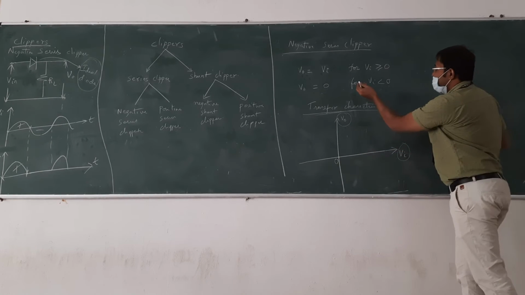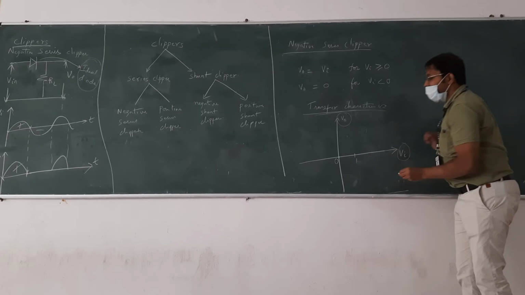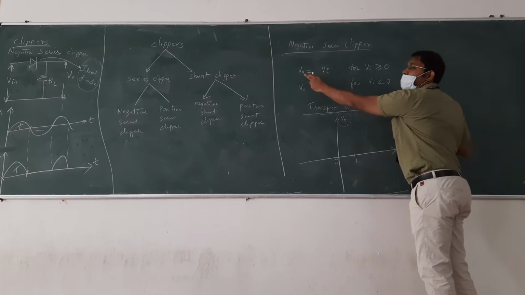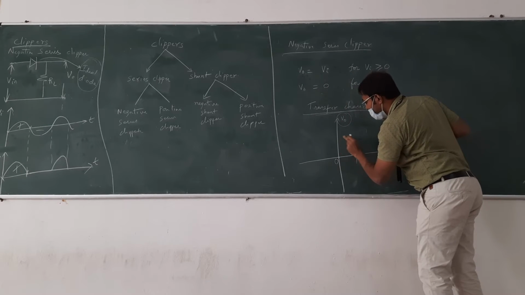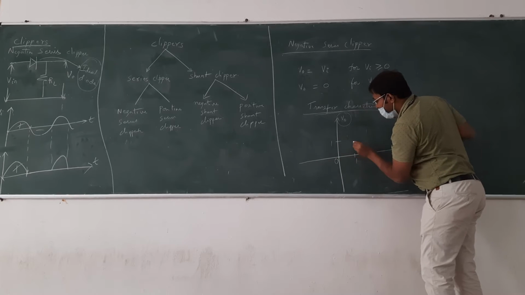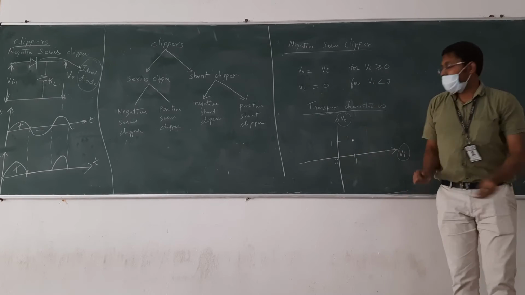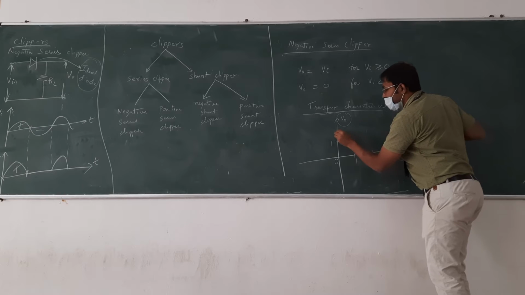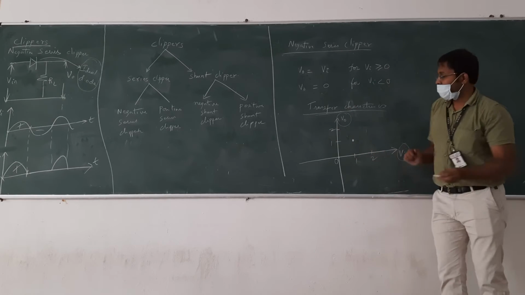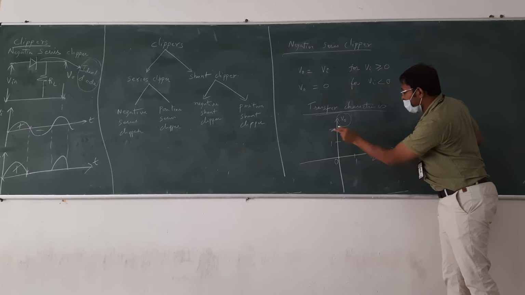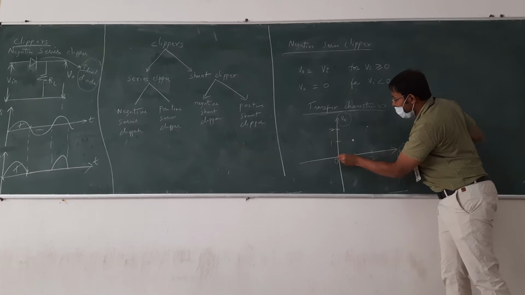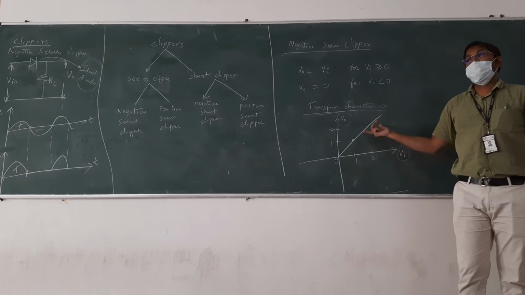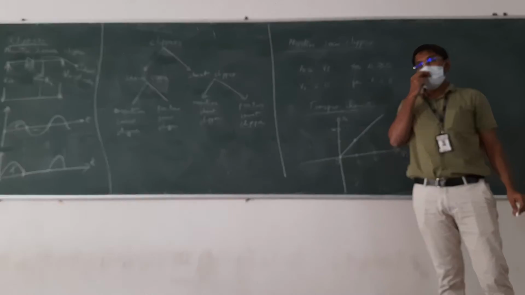When Vi is equal to 1, V naught will be what? 1, because positive, greater than 0, V naught is equal to Vi. So obviously it will be 1, and the point will be here. When Vi is 2, V naught will be how much? 2. So the point will be here, 2, 2. You will get a line like this. Minimum we need 2 points to plot a straight line.